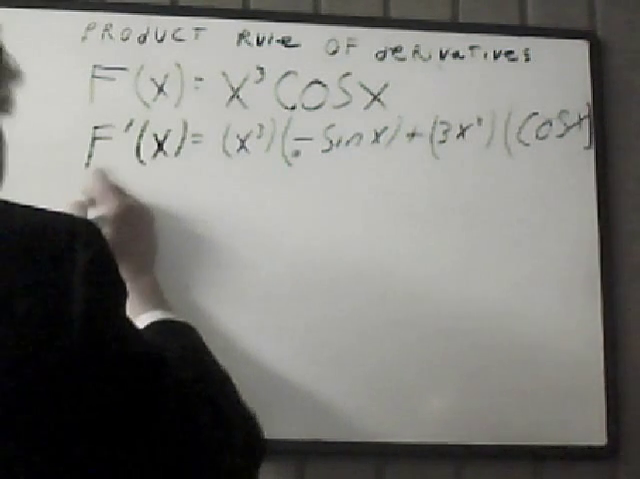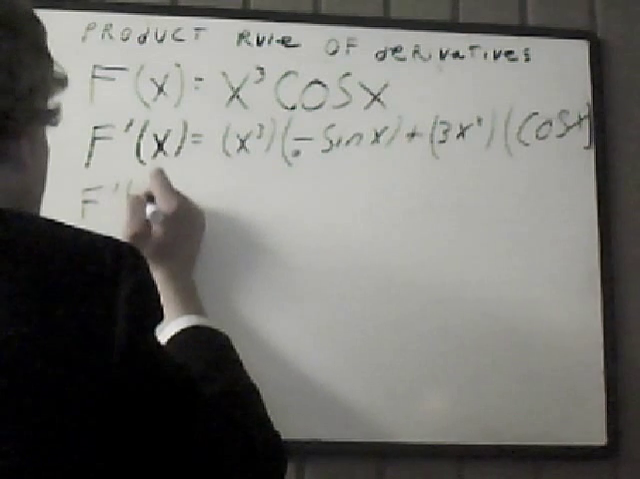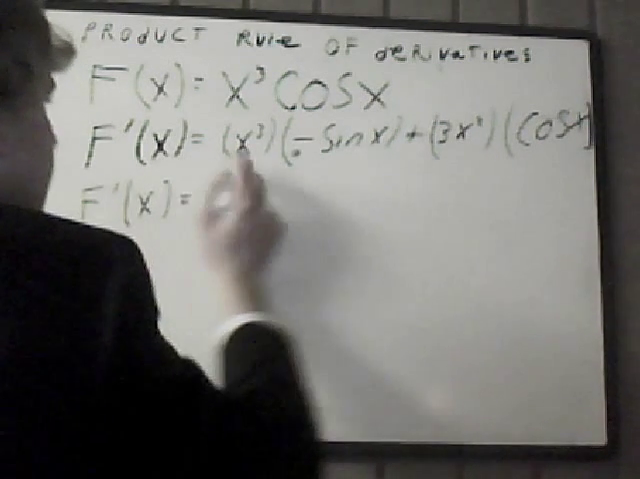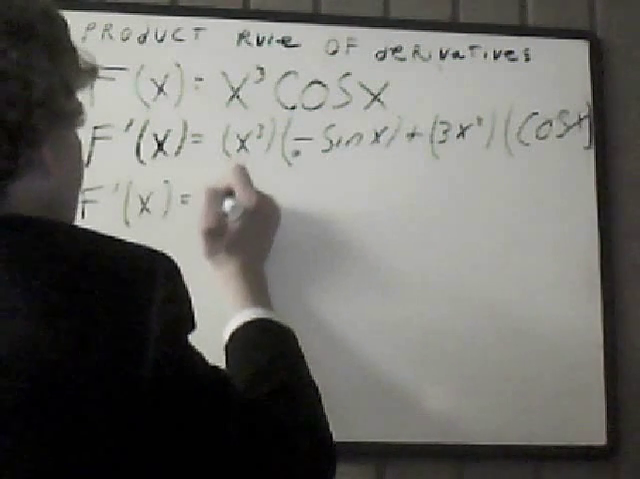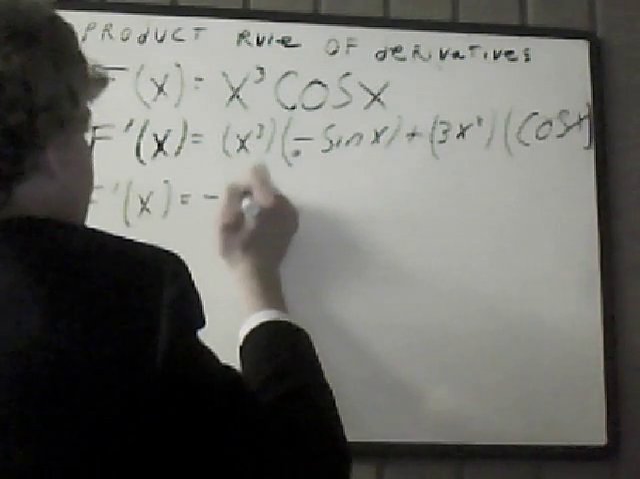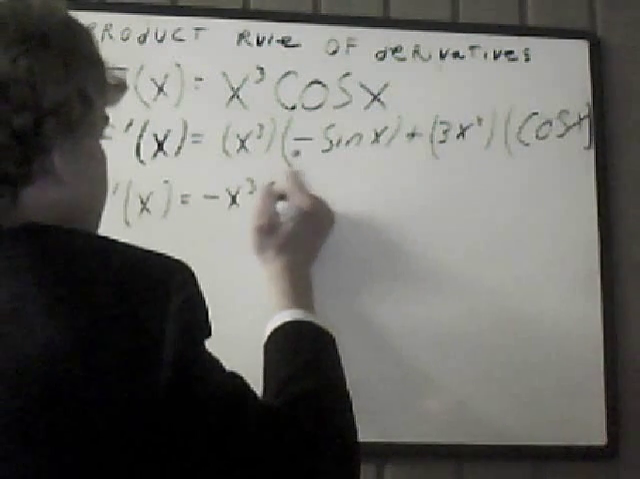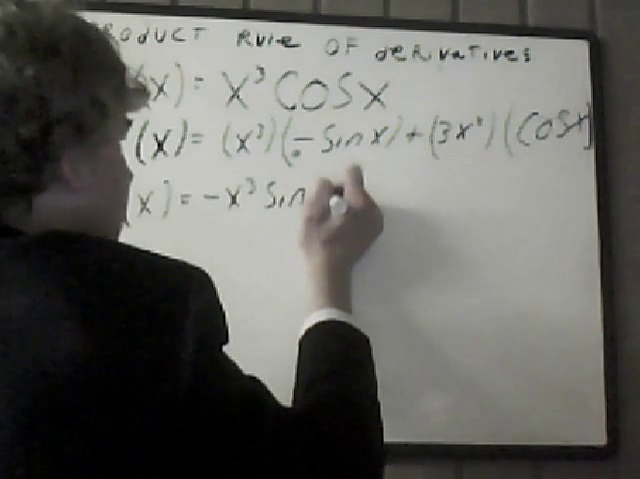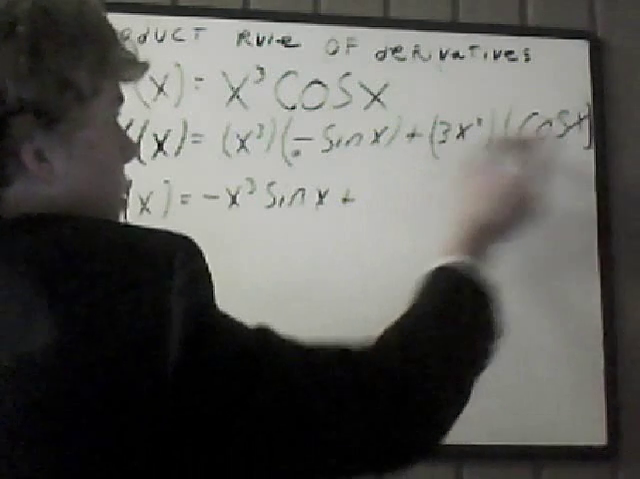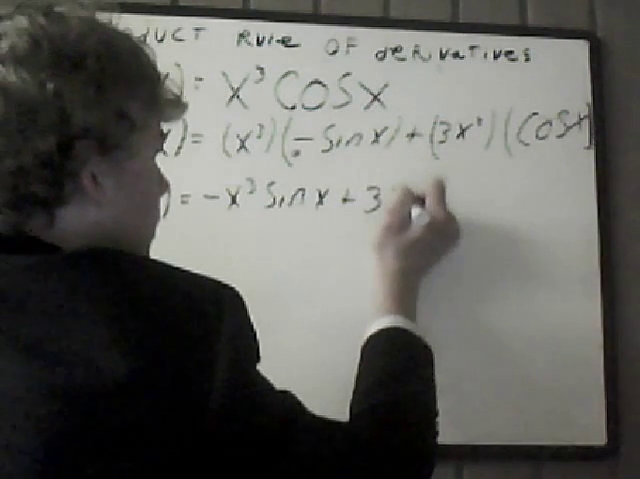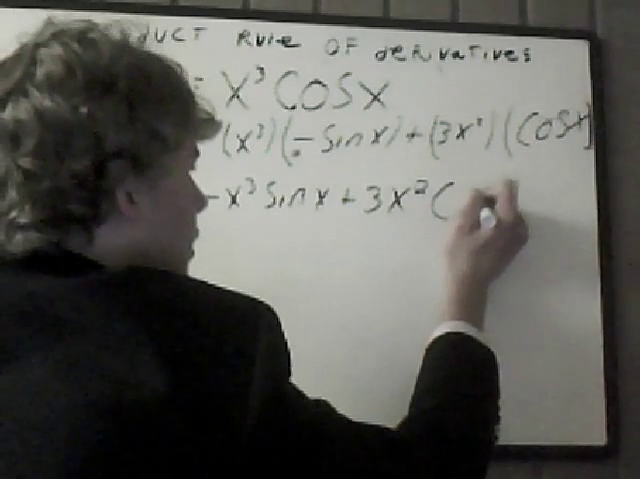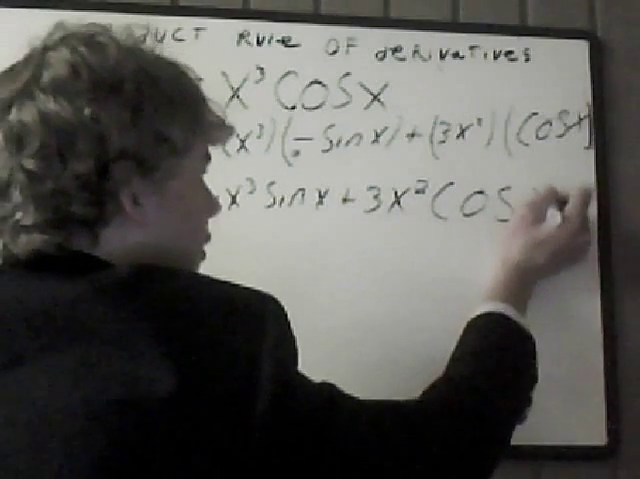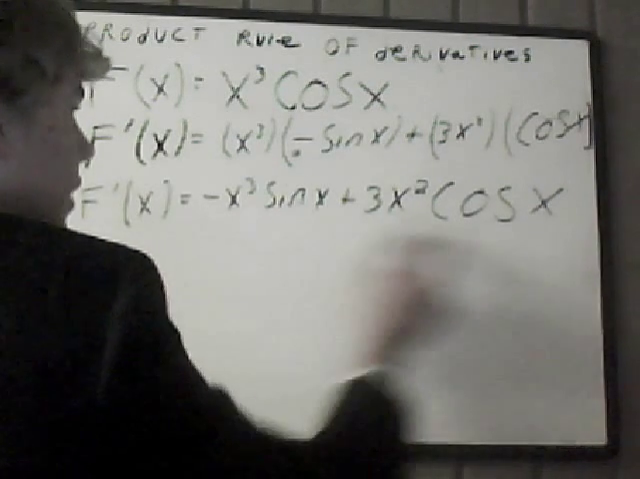Okay, now we're going to simplify it. So f prime of x equals negative x cubed sine x plus 3x squared cosine x. And looks like that's our final answer.